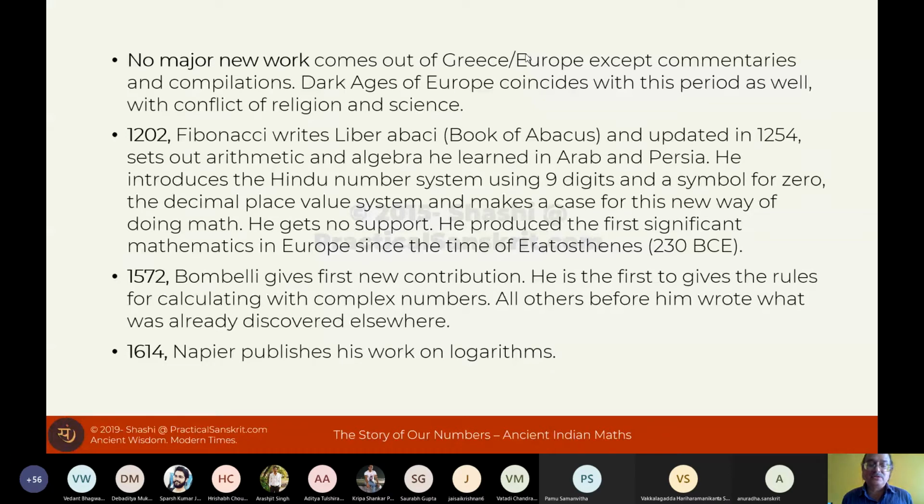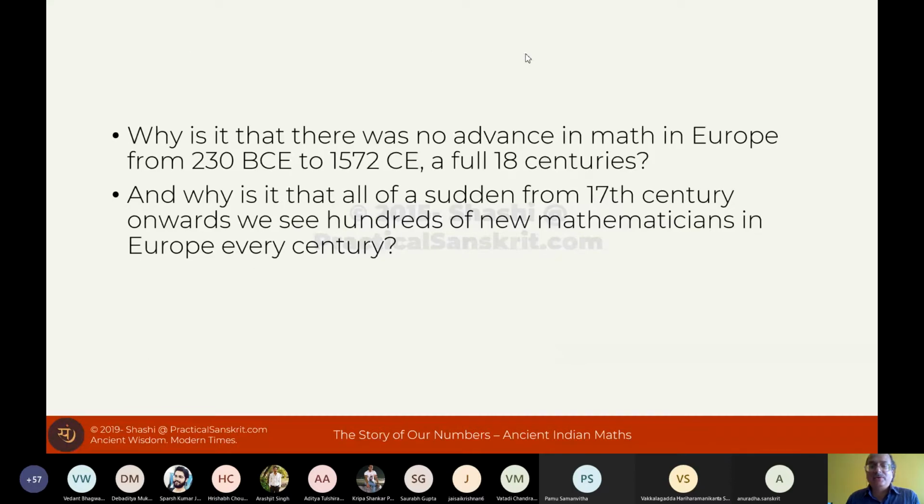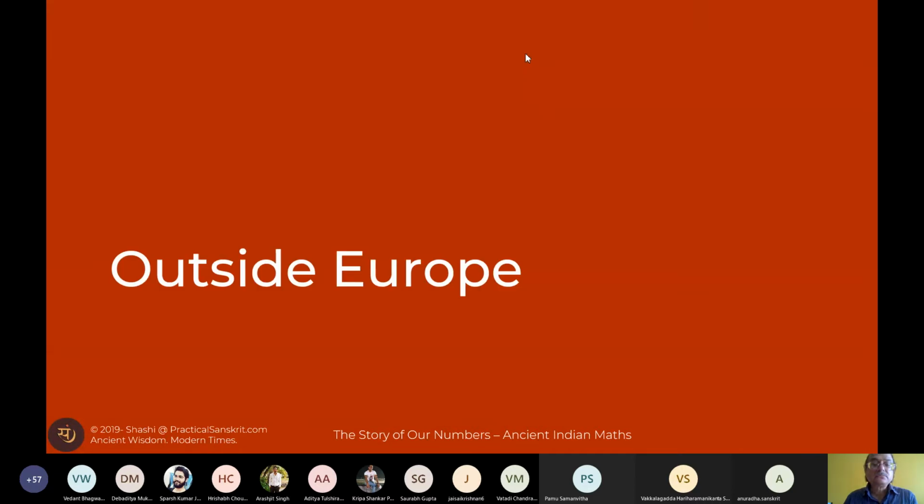1572, Bombelli gives the first new contribution on complex numbers. So between 230 BCE and 1572, almost 18 centuries, there's nothing original coming out of Europe, nothing. So one, why did nothing original come out? And then why all of a sudden from the 17th century do we see hundreds of new mathematicians in Europe? That's something we should think about: for 18 centuries there is nothing, and then all of a sudden everything, right?